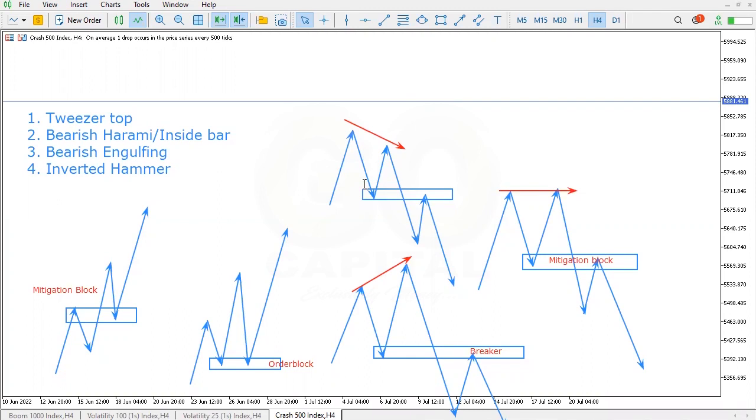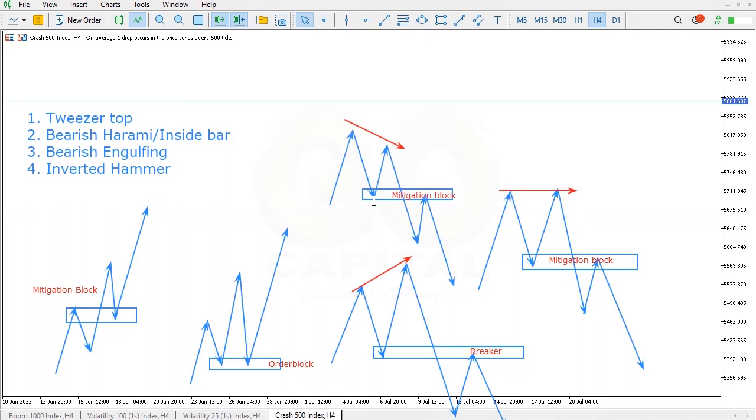Let me write it. Mitigation block. All right, so the mitigation block you see here, this particular high is lower than the previous one. This one is equal. These two are mitigation blocks.